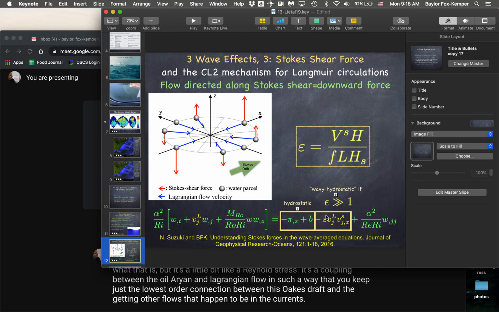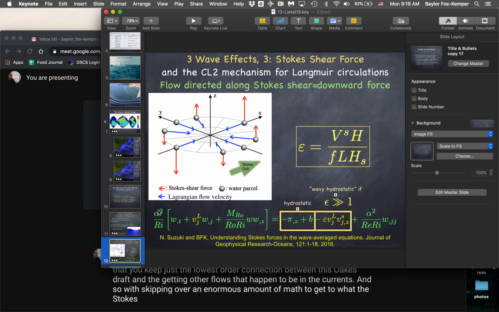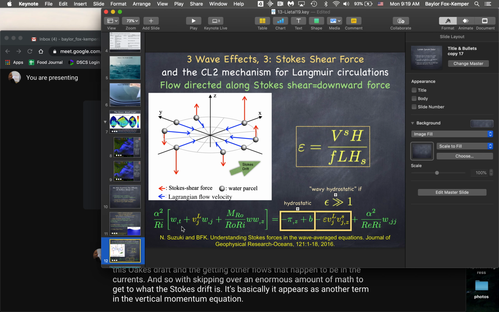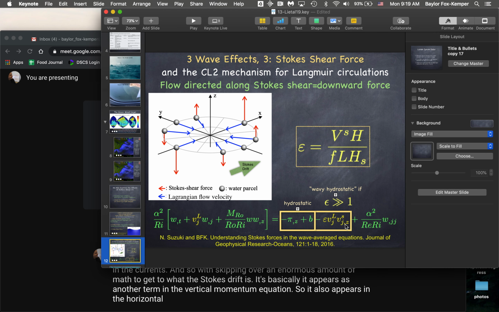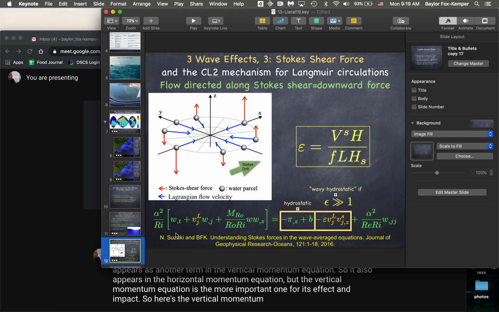And so, skipping over an enormous amount of math to get to what the Stokes drift is, it appears as another term in the vertical momentum equation. It also appears in the horizontal momentum equation, but the vertical momentum equation is the more important one for its impact. So here's the vertical momentum equation written in dimensionless form.